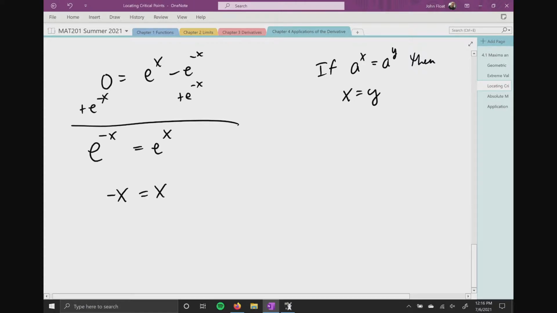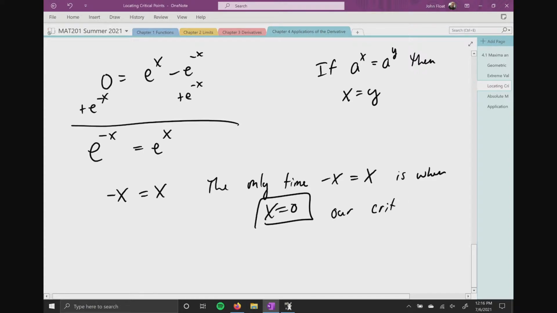And the only time that negative x equals positive x is when x equals 0. So 0 is going to be our critical point here. So our critical point occurs when x equals 0. Okay? And that's basically how to find critical points. You take the derivative, set it equal to 0, solve.